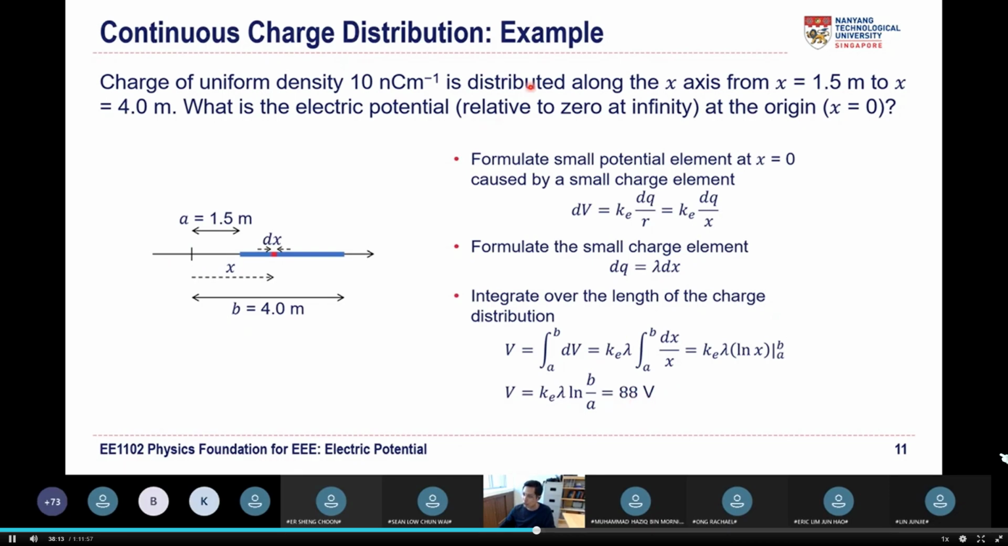That means if you had a Coulomb of charge very, very far away, it would require you to put in 88 joules to place that charge at the origin here. Got it. How are you doing? Any questions?